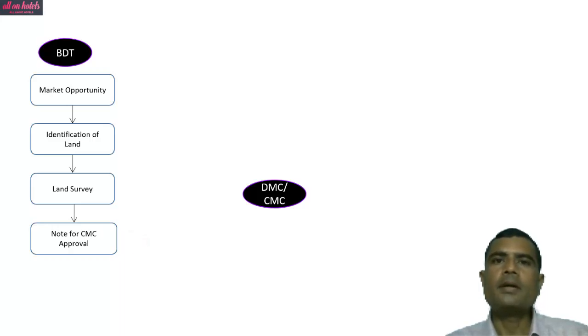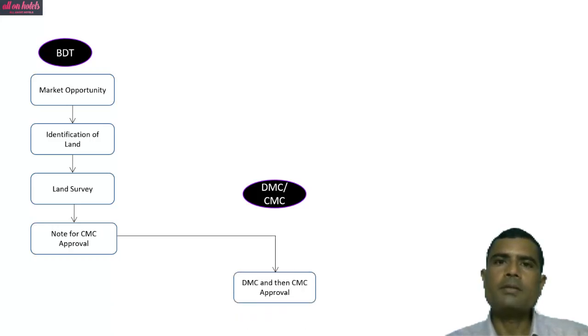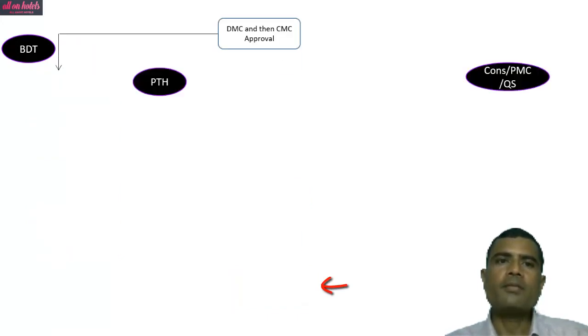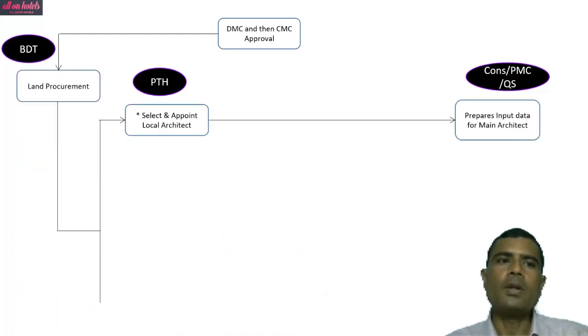Like, the business development team may find a good opportunity that the average room rate in this city, let's say X city, is around 4-5,000, and we can build a hotel. They submit all the analysis and report to the corporate management committee. First it goes through the divisional management committee and then is forwarded for CMC approval. Then after CMC approval, land procurement is done.